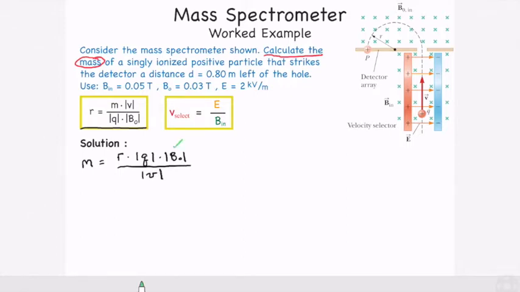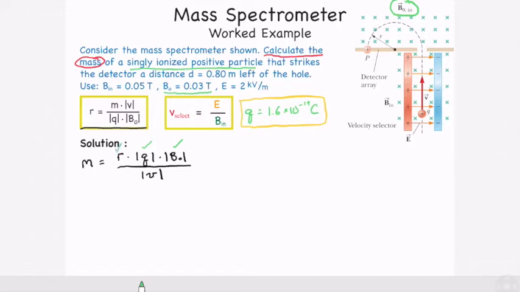We were given the magnitude of the magnetic field in this region. We have a value of 0.03 Tesla. We know the charge because it's a singly ionized positive particle, which means it has a q of 1.6 times 10 to the minus 19 coulombs.